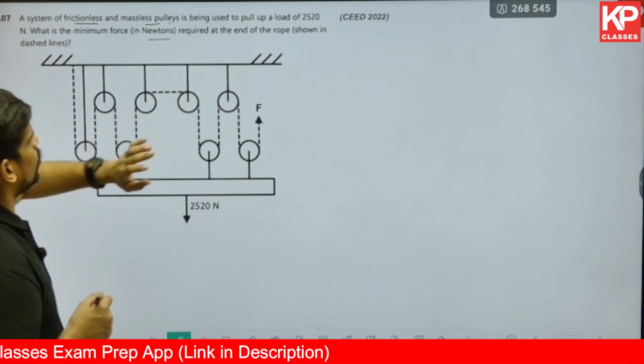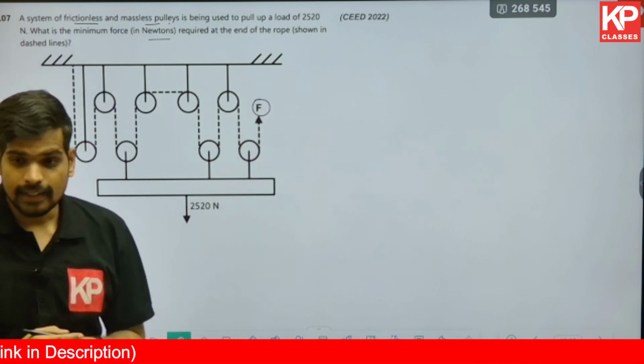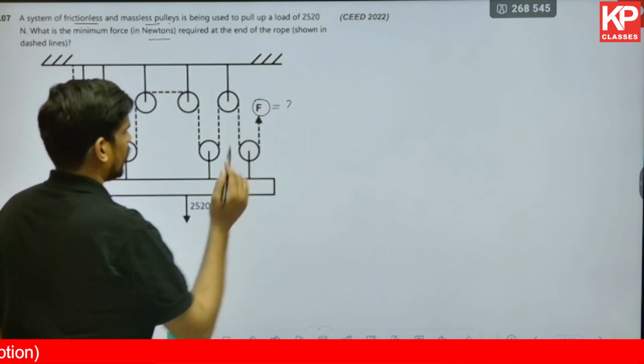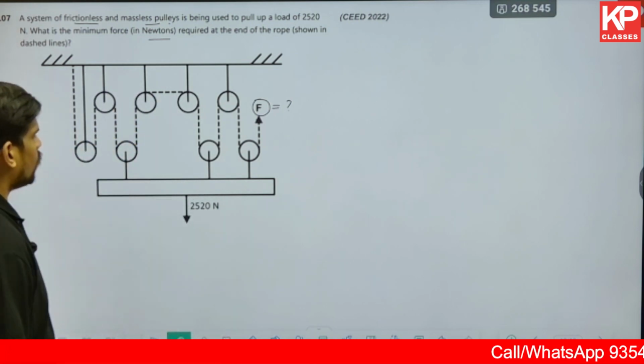Required at the end of the rope. So basically at this end of the rope, they have shown a force F. They're asking us how much is this force F required to lift up the load of 2520 newtons.